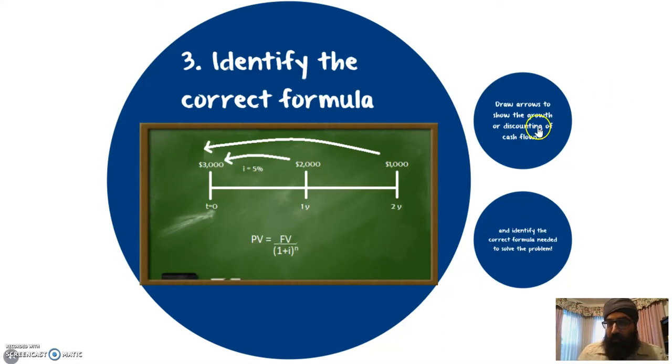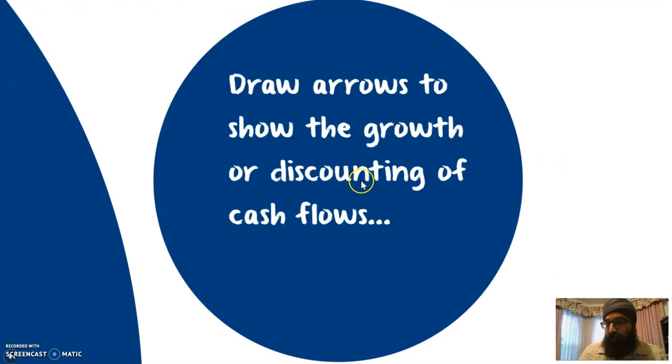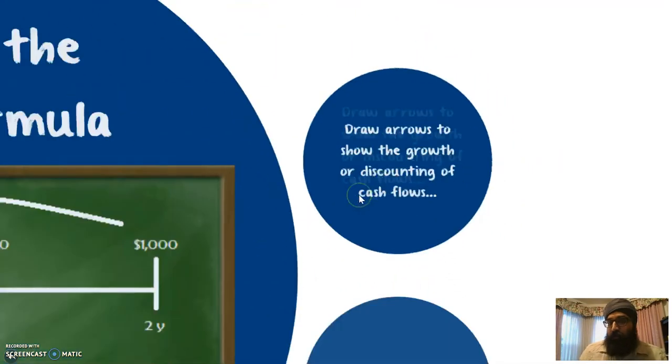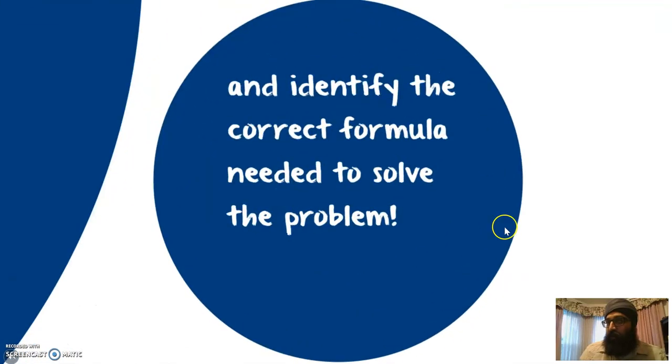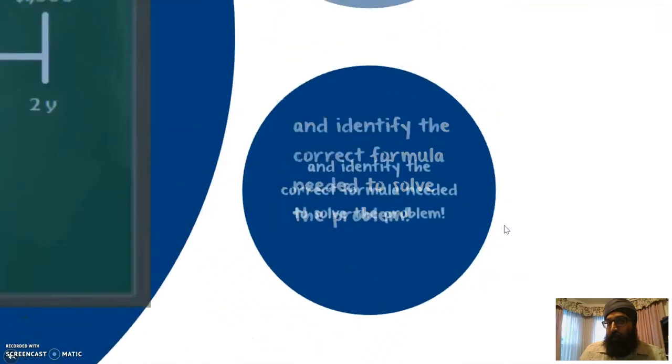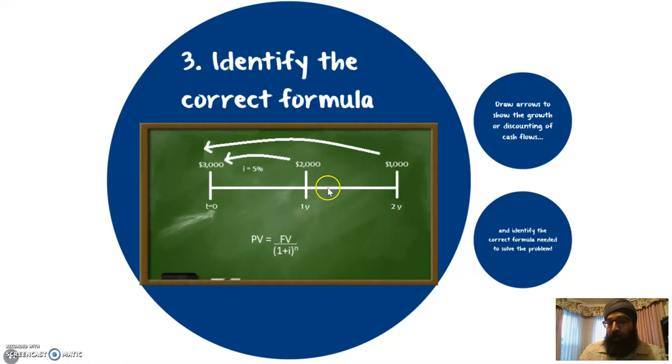Once we draw these arrows, which show the growth or discounting of cash flows, we can go ahead and identify the correct formula that's needed to solve the problem. It's a lot easier to see what you're doing once you have those arrows in place, right? So something I stress to my students, make sure you draw your arrows. So we're looking for the present value.